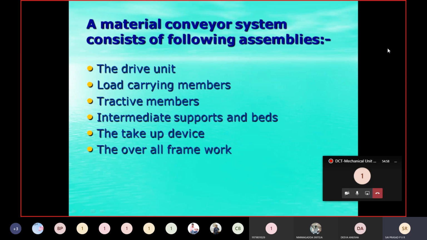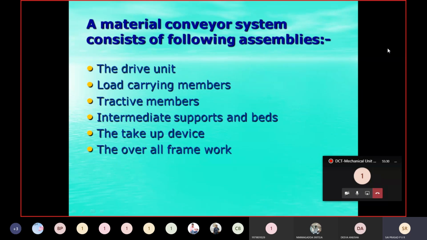Then, the material conveying system consists of the following assemblies. What are the main materials which are present here? That is also important, which we are supposed to see. The first one is the drive unit, the load carrying members, the tractive members, intermediate supports and beds, the take-up device and the overall framework. So these are the most important things which are present in a flow sheet of a conveying system.